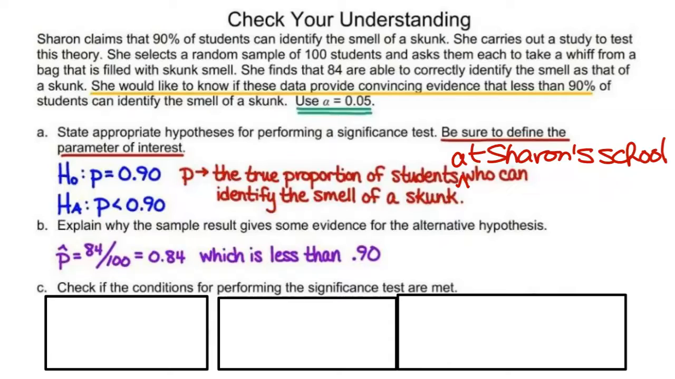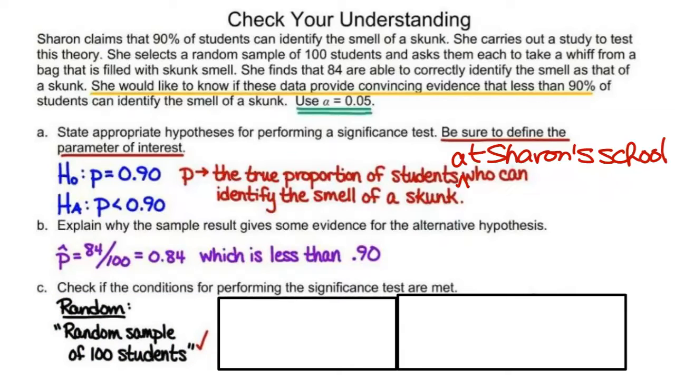So, conditions. What are the three conditions that we need to check? Randomness, 10%, and normality, large counts. We do 10% for what reason? To see if it's independent. Double check that it is independent.